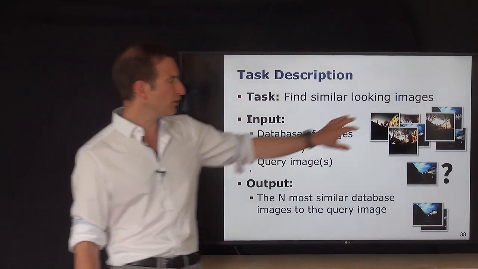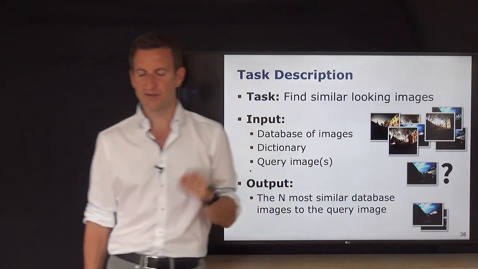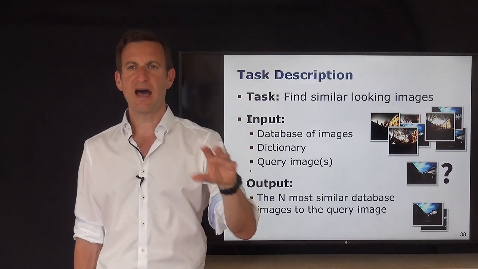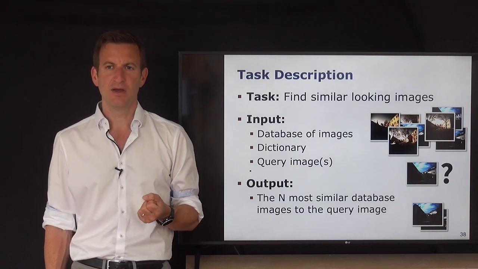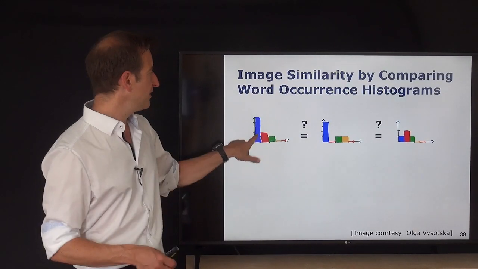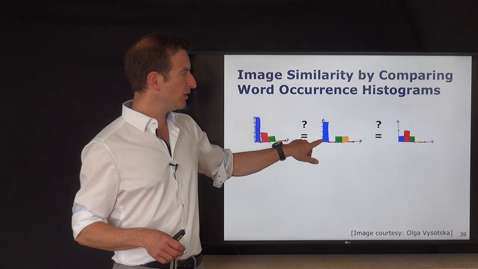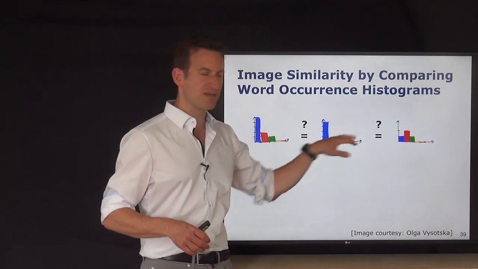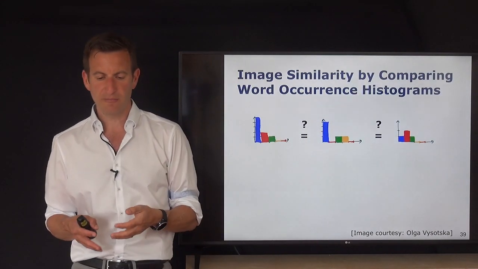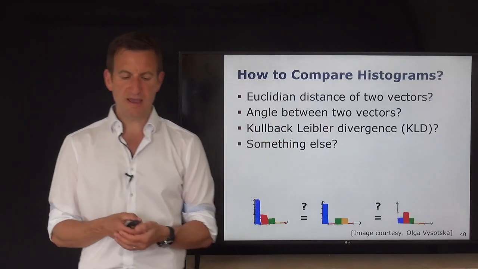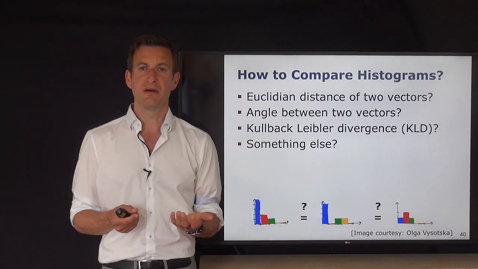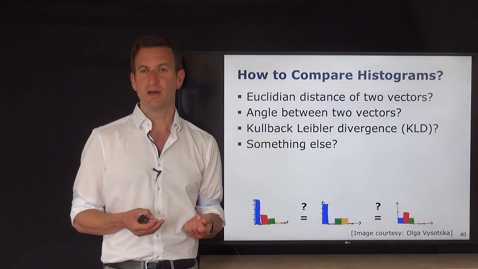As we said, we don't need to store those images, we just store histograms. So that means that the task of comparing images reduces to the task of comparing histograms. So the question that we need to answer is, is this the same as this one and the same as this one, or let's say maybe the same is not the right word, but similar. So how can we compare histograms? There are different possibilities for how we can compute similarities.